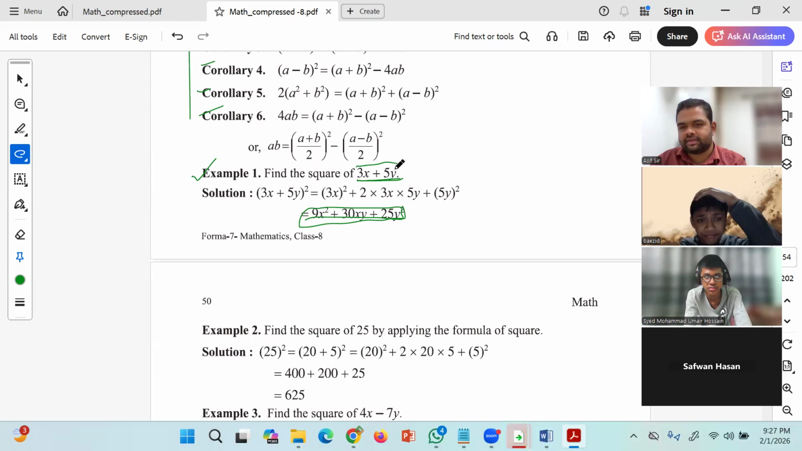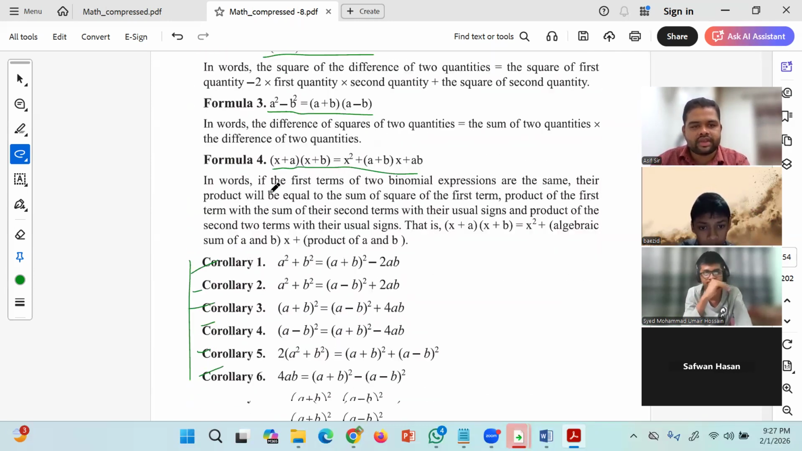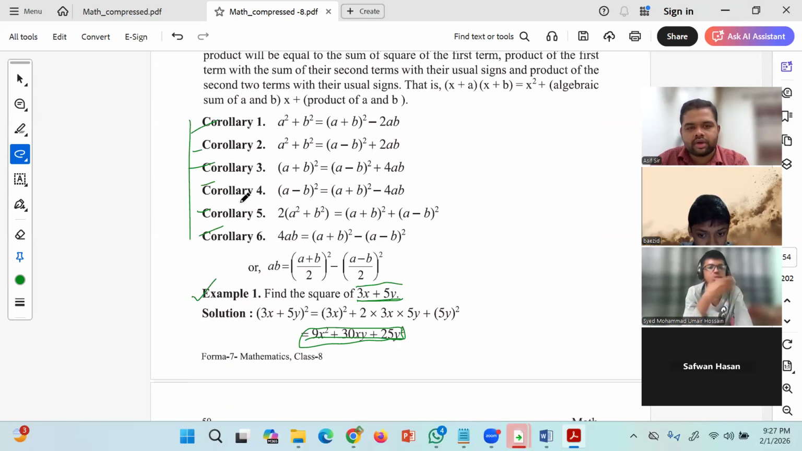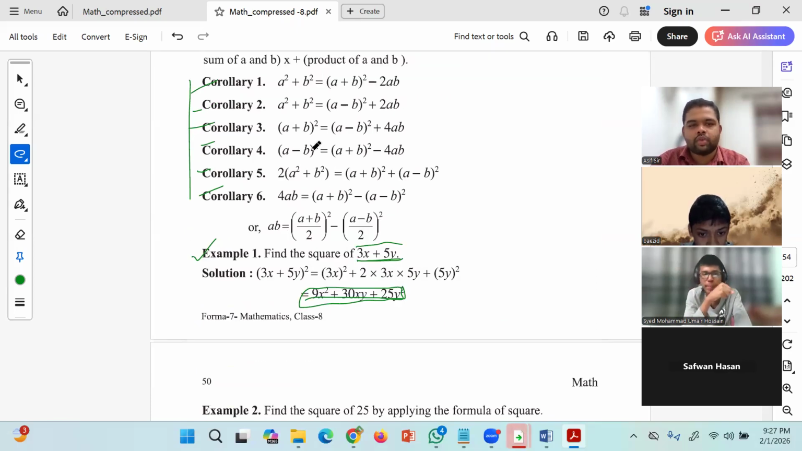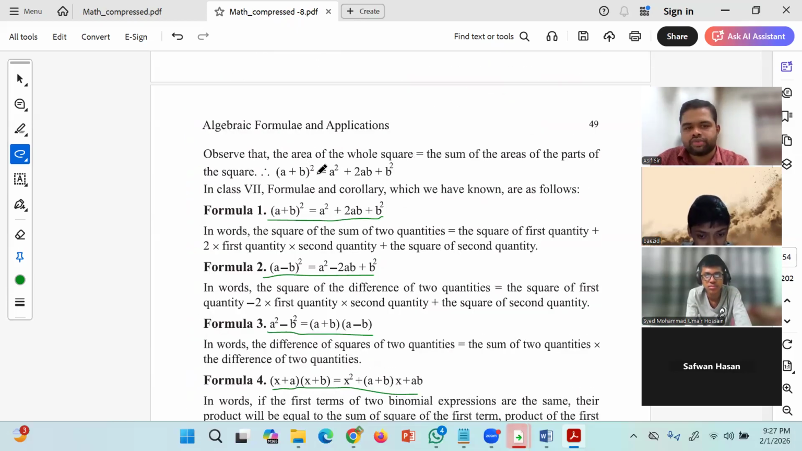So how can we understand which formula needs to be applied here? How can we determine that? We have learned many formulas here. There are 4 formulas and there are 6 corollaries here. So how can we determine which formula needs to be used here? Okay, so the first formula, which was (a plus b) whole square equals a square plus 2ab plus b square.